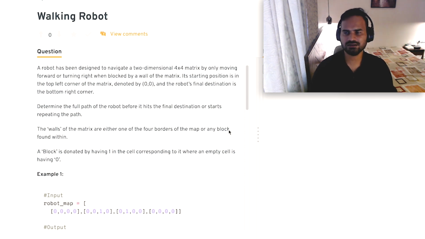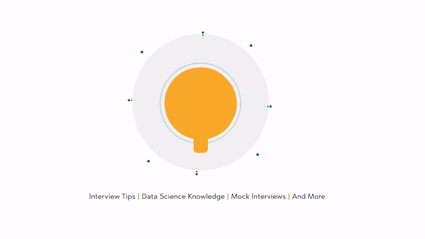So either it can go towards the final destination or it can go to the same place that it has already visited. The walls of the matrix are either one of the four borders of the map or any block within, and blocks are denoted by having a 1 in the cell, and empty cells are represented by having a 0.